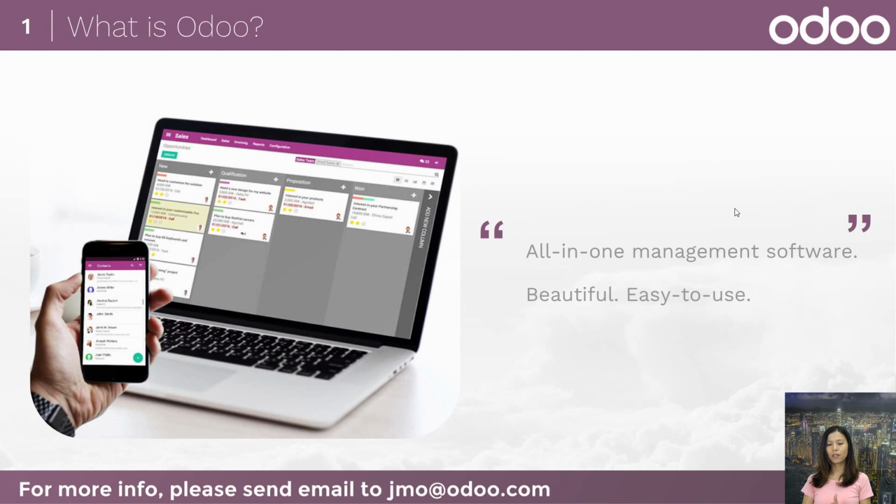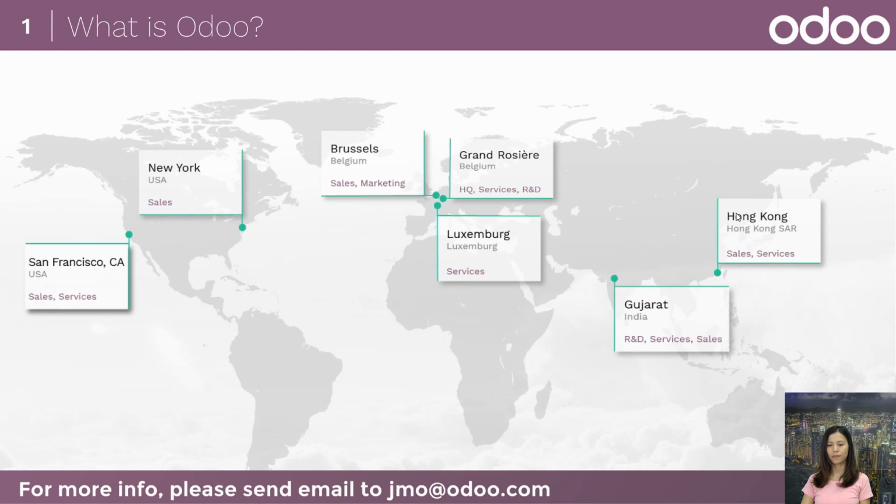First of all, Odoo is an all-in-one management software. If you have already created a trial database in Odoo Cloud, then you will know that we have a wide range of core apps for all your business needs. It's beautiful, it's easy to use, and it's very user-friendly. We have 7 offices around the world now, 3 in Europe, 2 in the States, 1 in India, and 1 in Hong Kong, and all of them are here to serve you.